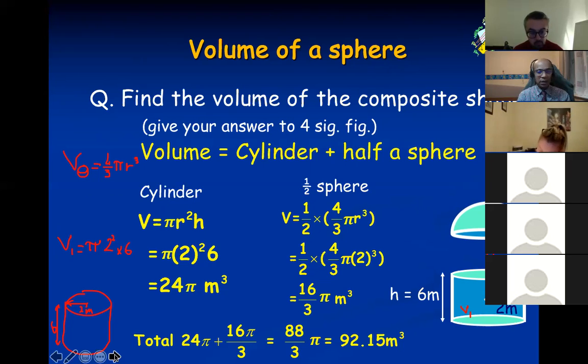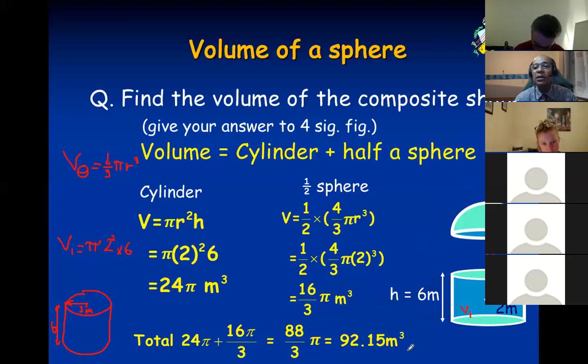And if you type that in your calculator, 88/3, shift the pi, the answer I get is 92.1533. So 4 significant figures, we stop after 2 decimal places. And because the third decimal place is a 3, it's just rounded to 92.15.